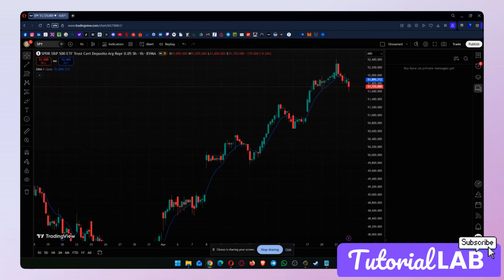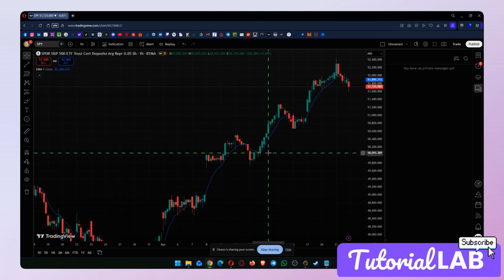Hi everyone. In today's tutorial, we will show you how to set up stop loss and take profit in TradingView. This is an important risk management technique that helps protect your capital and lock in profits while trading. Let's get started.